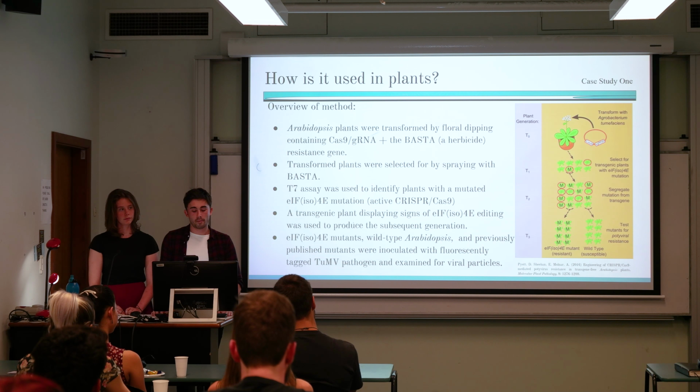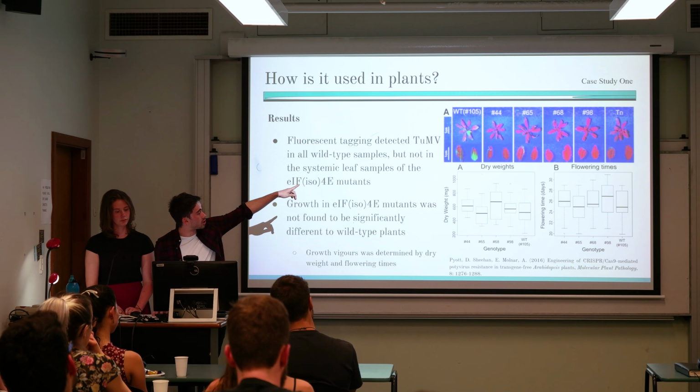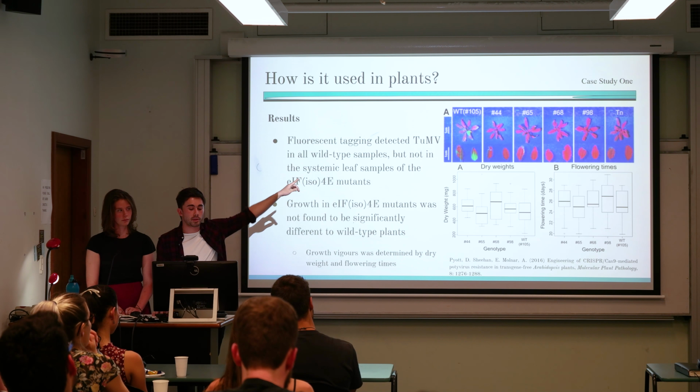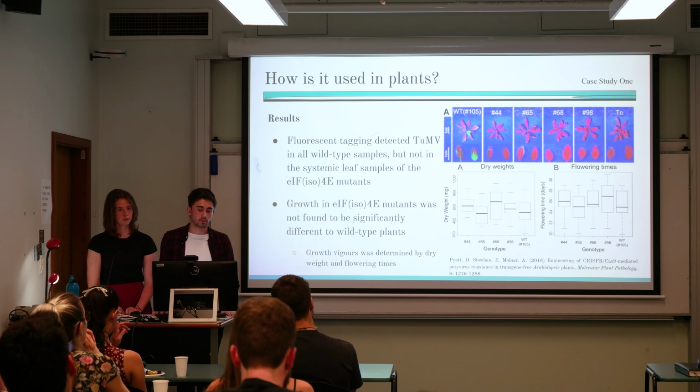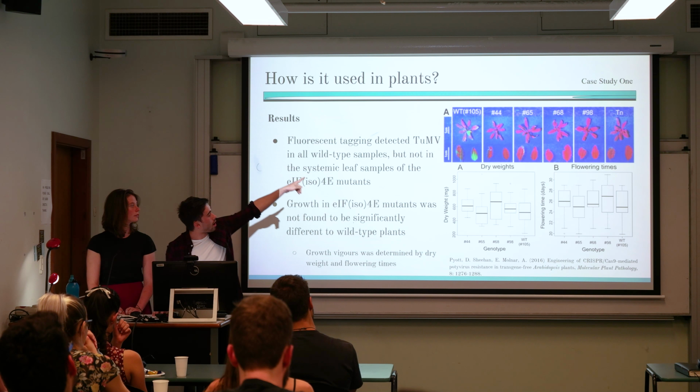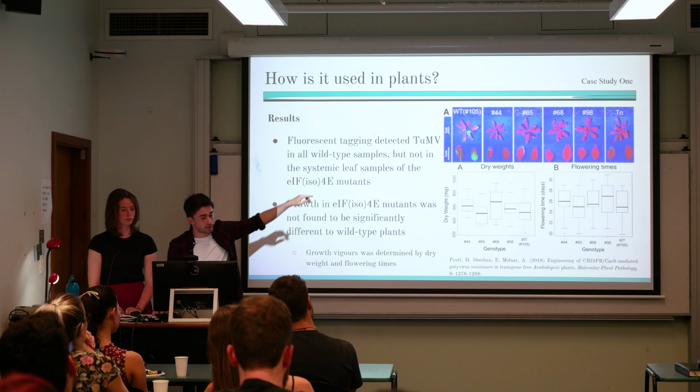The results of this study found that in the systemic leaf samples of EIF ISO 4E mutants, no traces of TuMV were detected, versus TuMV being detected in all wild-type samples. This is illustrated in the picture in the top right-hand corner. The green segments of leaf are indicative of viral infection, as viruses were tagged with a green fluorescent protein. As you can see, the wild-type sample contained viral infection, whereas all the mutant plants were free of it.